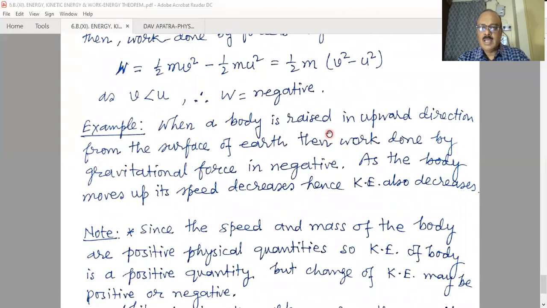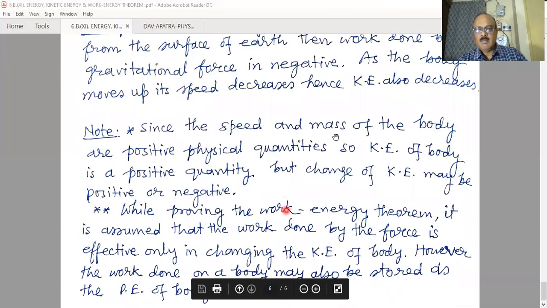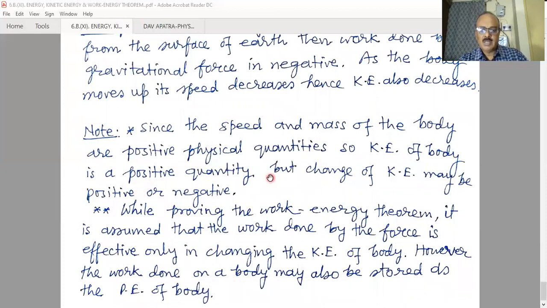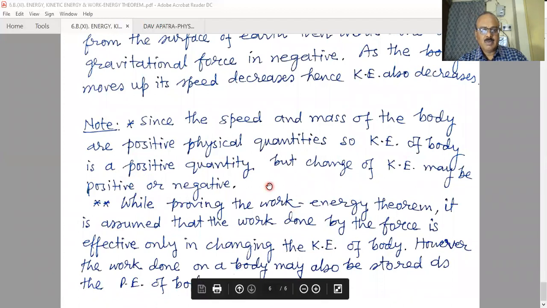For example, when a body is raised upward from the surface of Earth, the work done by the gravitational force is negative. As the body moves up, its speed decreases, hence kinetic energy also decreases. If you throw any object vertically upwards, during that motion we observe that kinetic energy gradually decreases. Therefore, the change in kinetic energy is negative, and the work done by the gravitational force is obviously negative. Since the speed and mass of the body are positive physical quantities, the kinetic energy of a body is a positive quantity, but the change of kinetic energy may be positive or negative.